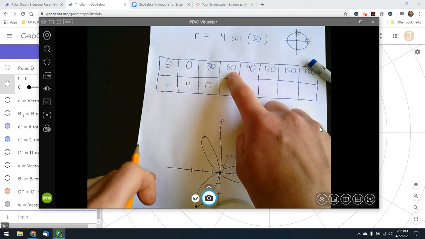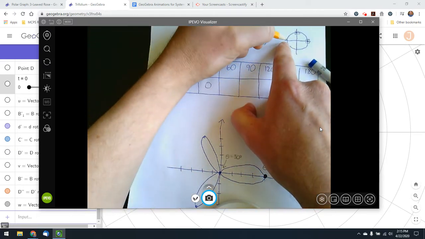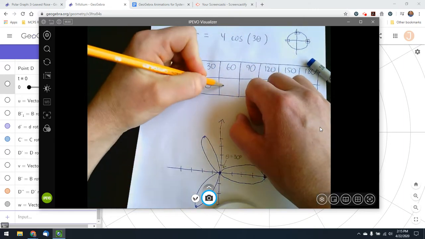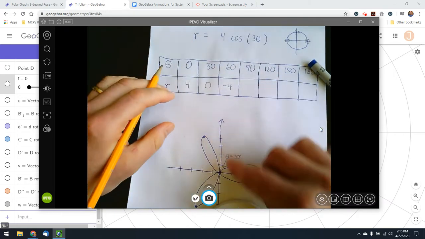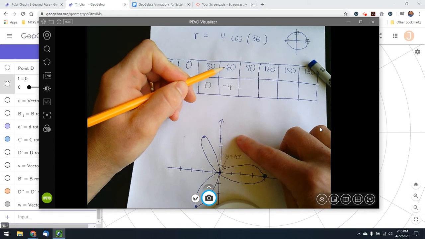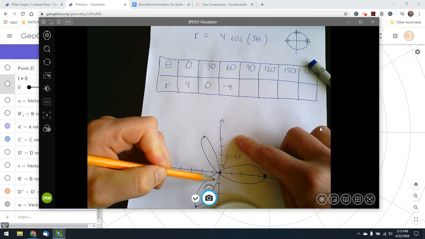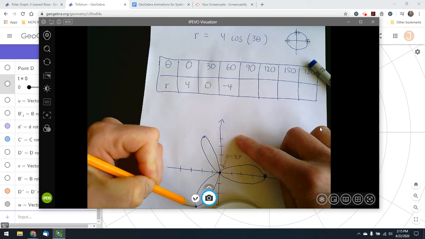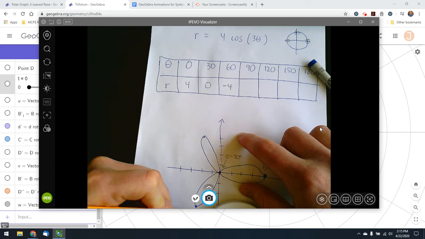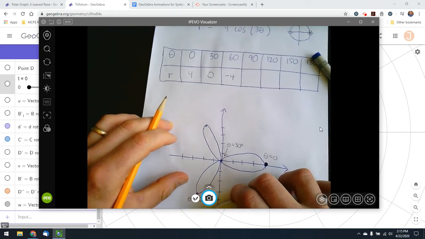All right, now let's do 60. When theta is 60, 3 times 60 is 180. The cosine of 180 is -1. Times 4, you get -4. Remember, if theta is 60 degrees, that's pointing in this direction, but we want to go the opposite direction by 4 units. So 1, 2, 3, 4. This point corresponds to when theta is 60.